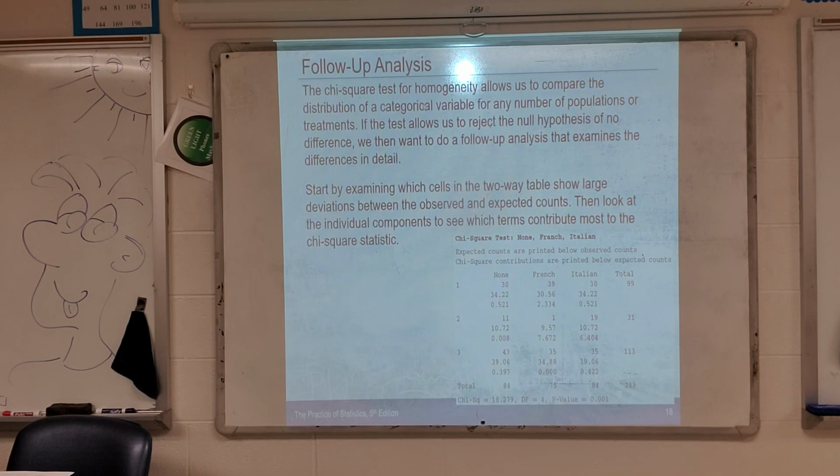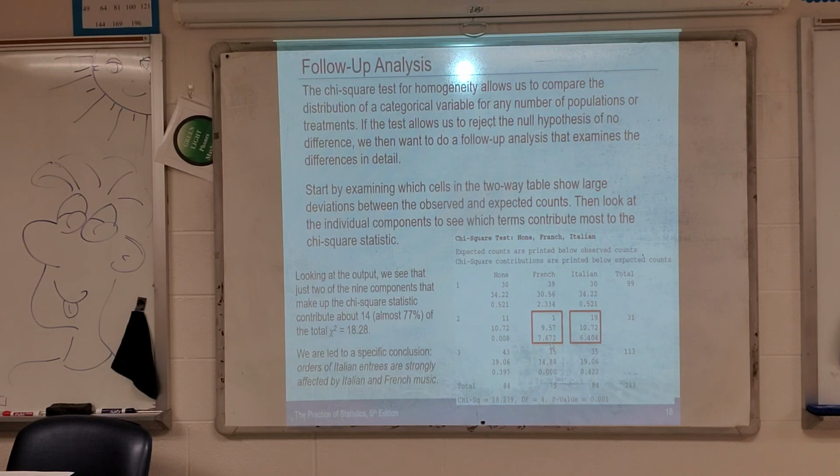Follow-up analysis. The chi-square test for homogeneity allows us to compare the distribution of a categorical variable for any number of populations or treatments. If the test allows us to reject the null of no difference, then we want to do a follow-up analysis that examines the differences in detail. Start by examining which cells in the two-way table show large deviations between the observed and expected. Then look at the individual components to see which terms contribute most to the chi-squared statistic. The ones that had the largest deviations were these two right here. You did do that.